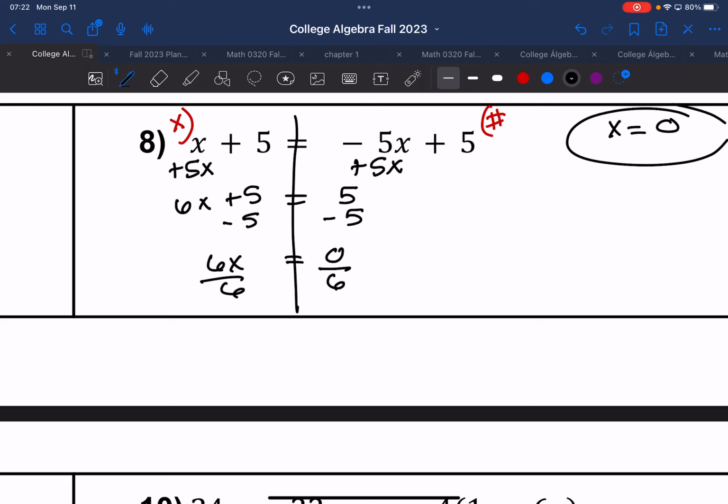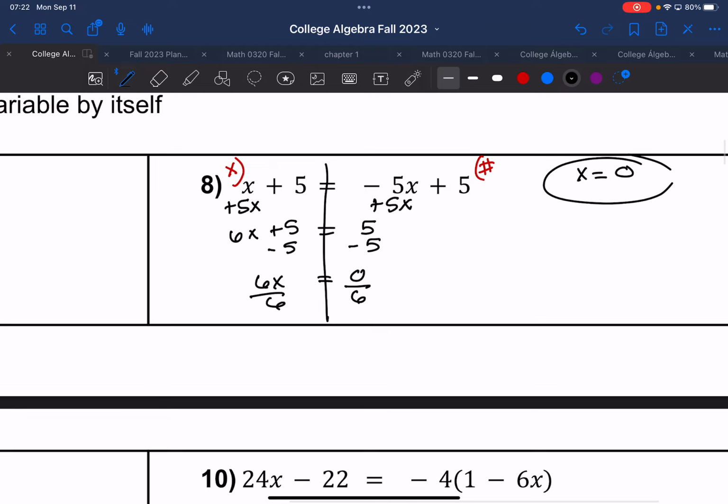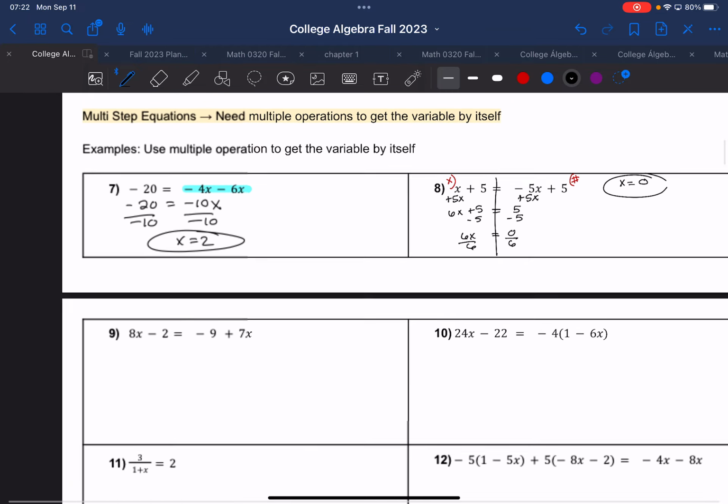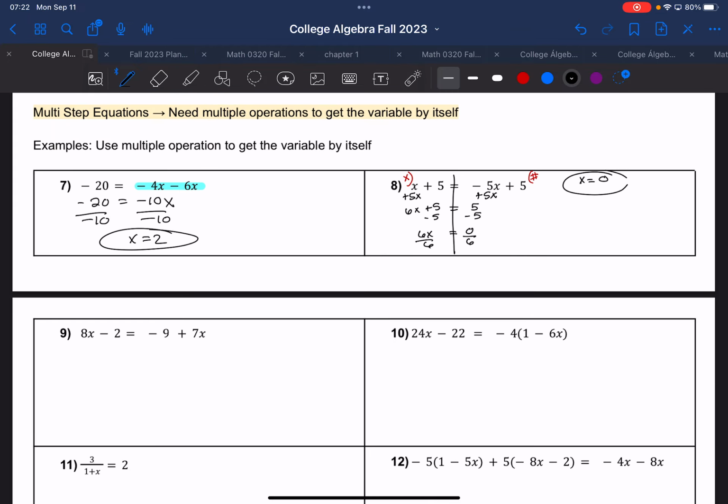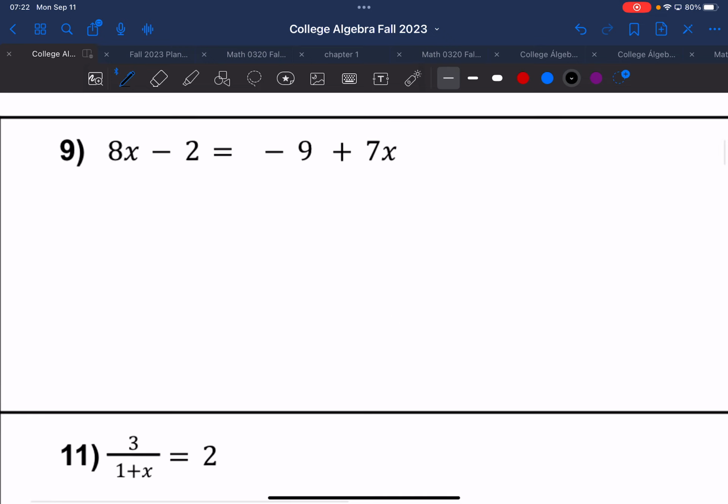Okay. As we're working on these problems, you can determine which side you want your x's to go on, which side you want your numbers to go on. But for these examples, I'm always going to put my x's to the left and my numbers to the right. Okay. Any questions so far? Okay. Let's go ahead and look at number 9.